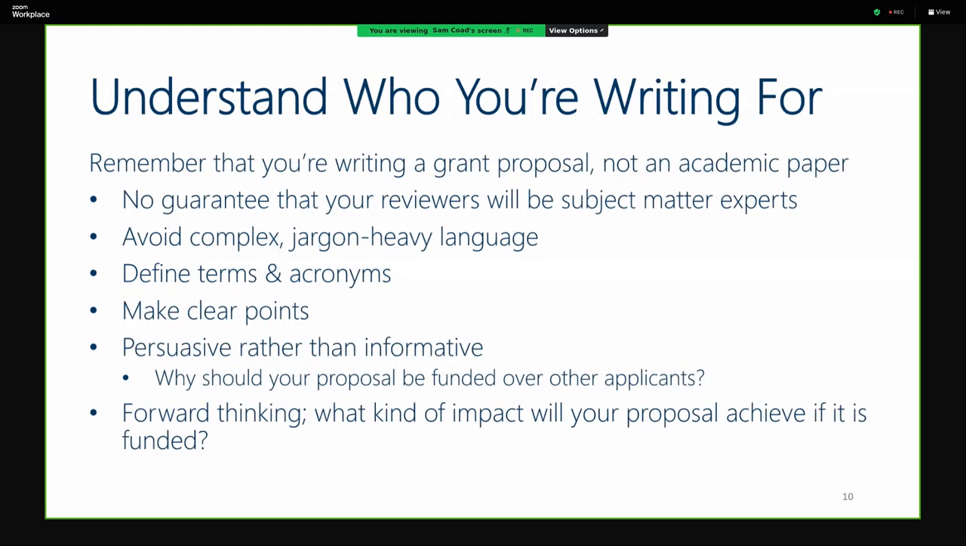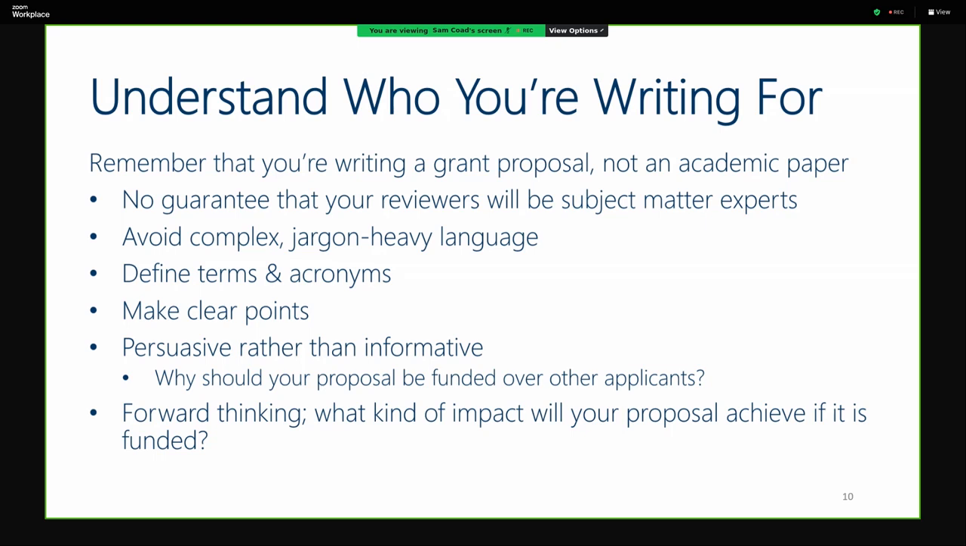Okay, and then to that point too, you want to understand who you're writing for. Some RFPs will tell you the makeup of your review panel, but there's no guarantee that your reviewers will be subject matter experts. They may be lay people, or they may have general knowledge of your field, but chances are that they're not going to have your specific knowledge.